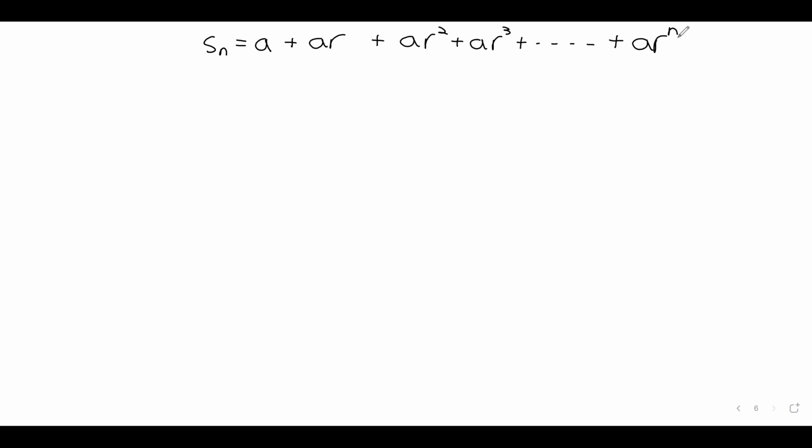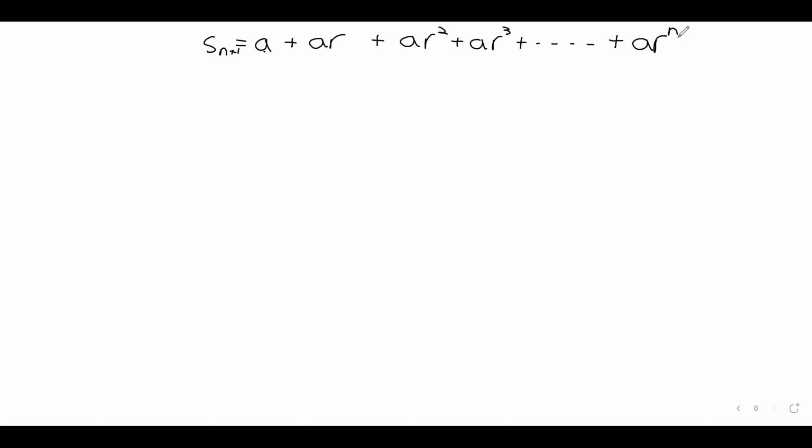Or really, I'm lying to you. This is because the first term doesn't have an R in it. This is the first partial sum. This is the second partial sum. This is the third partial sum. So that must be the n plus first partial sum.